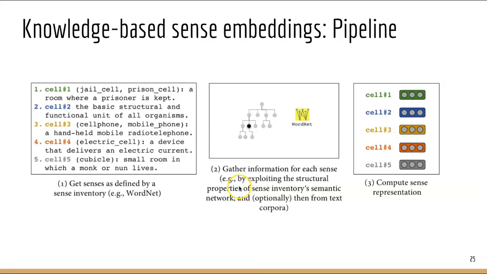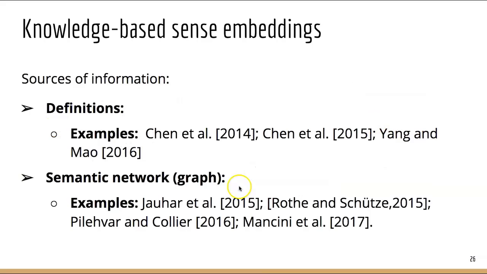And here is where most of the approaches differ, because this information you can maybe exploit the semantic resource, like a WordNet as a semantic network, or you can exploit its definitions, or you can actually use text corpora as well, as many approaches do. And finally, you are going to compute the sense representation here, for example, for the 5 senses of cell. So what are the main sources of information? There are more, and as I mentioned, you can use also text corpora, but the main different sources from models is two: definitions and semantic network.